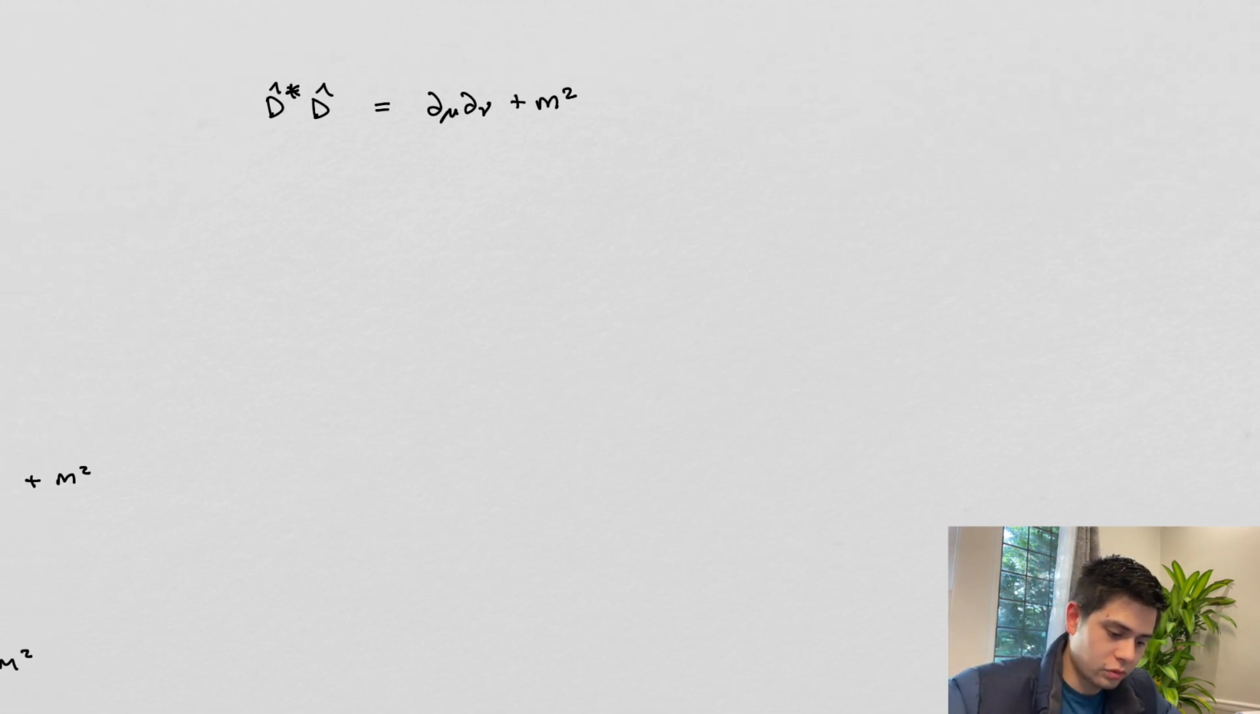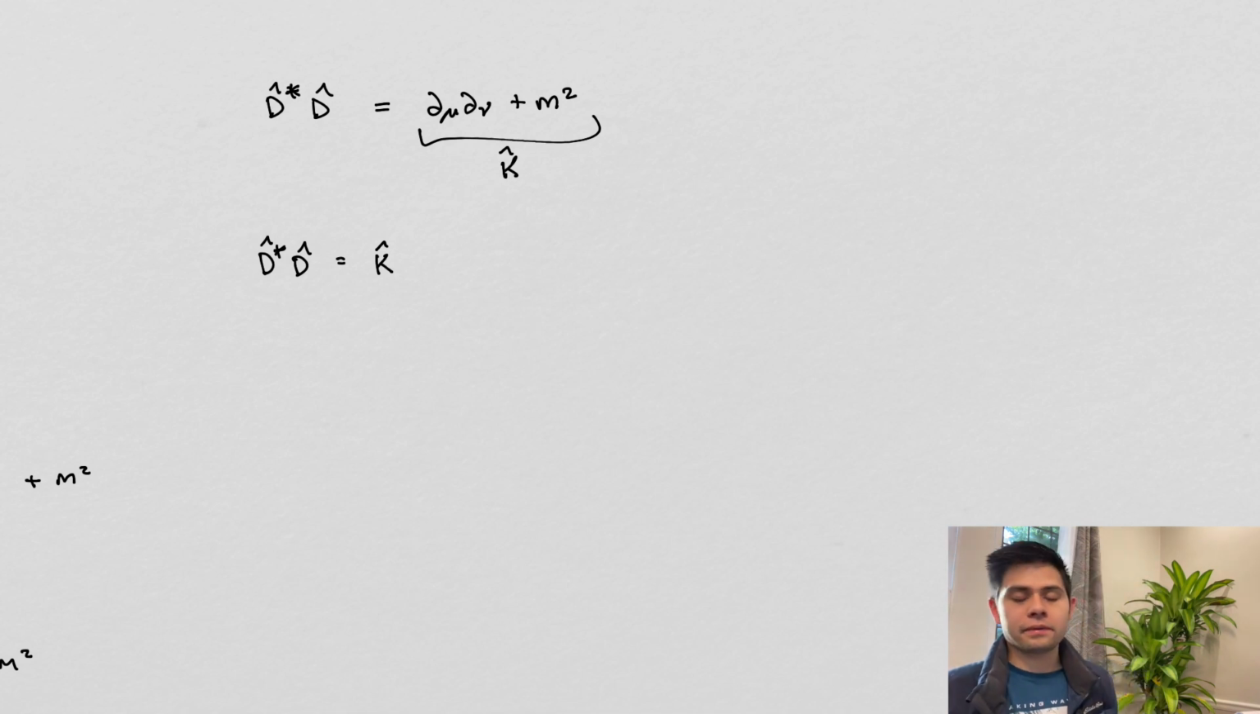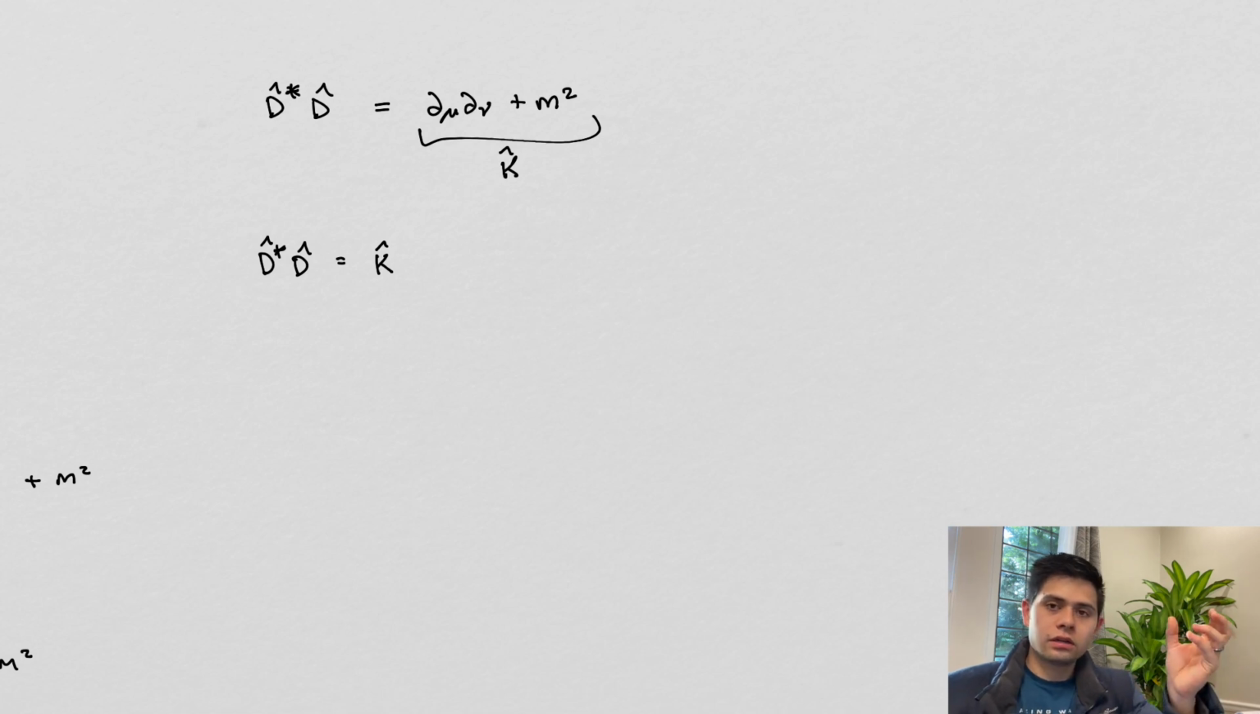Well, so what is this? This is the Klein-Gordon equation, right? Because we'll say this is K, the K operator, Klein for Klein-Gordon. So what we found is that this object here is equal to this object here. So when we consider the complex conjugate of the Dirac operator, we can recover the Klein-Gordon equation.